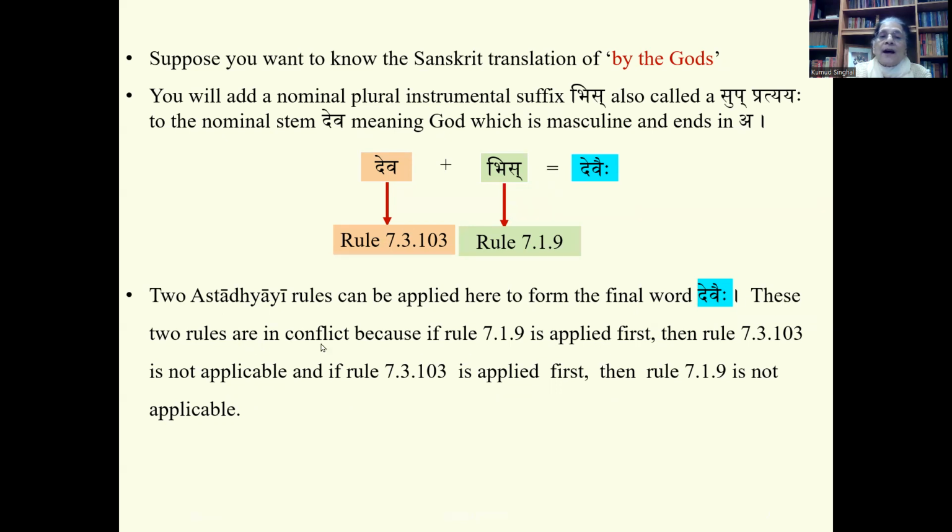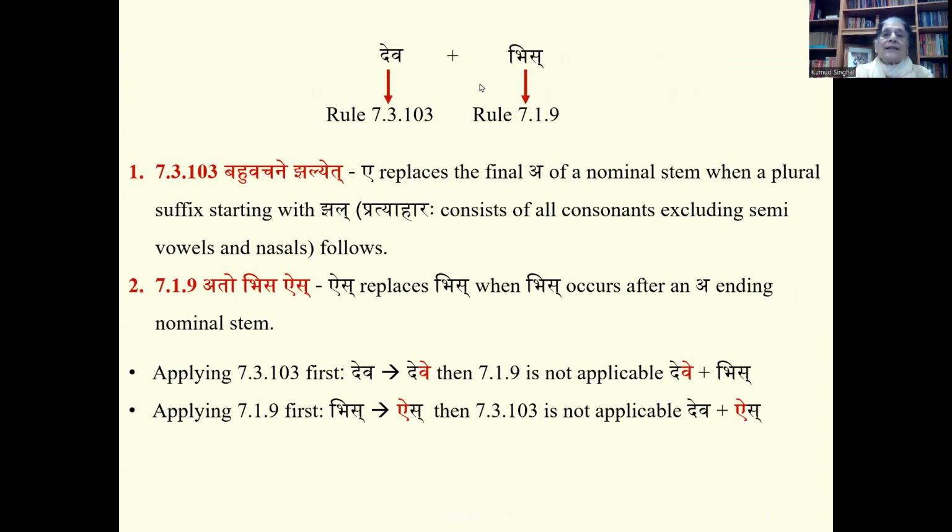These two rules are in conflict because if rule 7.1.9 is applied first, then the rule 7.3.103 is not applicable. And if rule 7.3.103 is applied first, then the rule 7.1.9 is not applicable. So let us see what these two rules are and how they are applied.